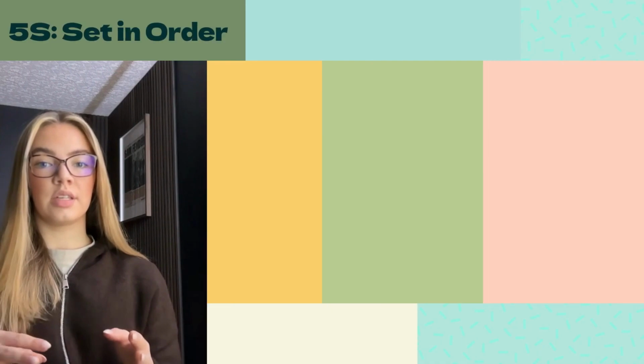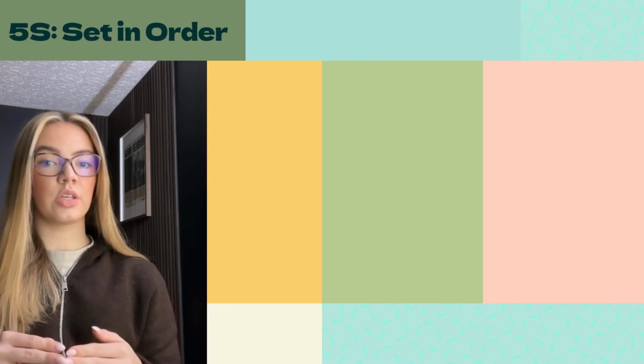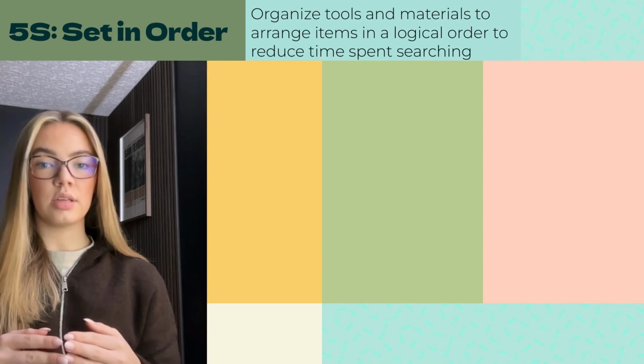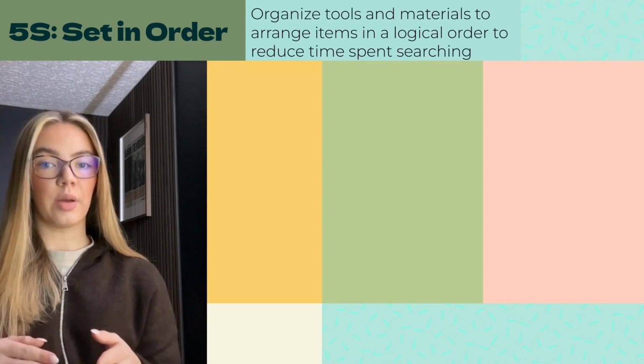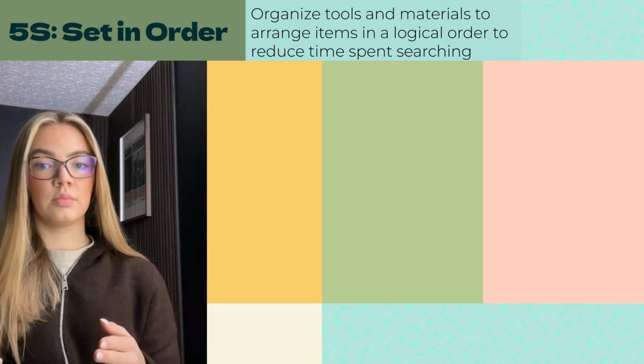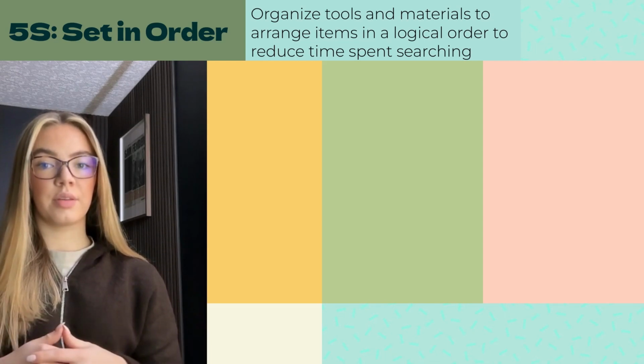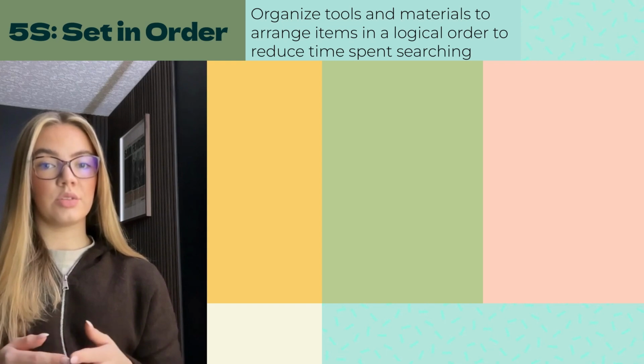Okay, so we've tackled the clutter in our kitchen with Sort. Now let's move on to Set in Order, which is all about organising things. And of course we're going to apply this right back to our kitchen. Think of Set in Order as creating a place for everything and making sure everything is in its place. It's about maximising efficiency by minimising searching.